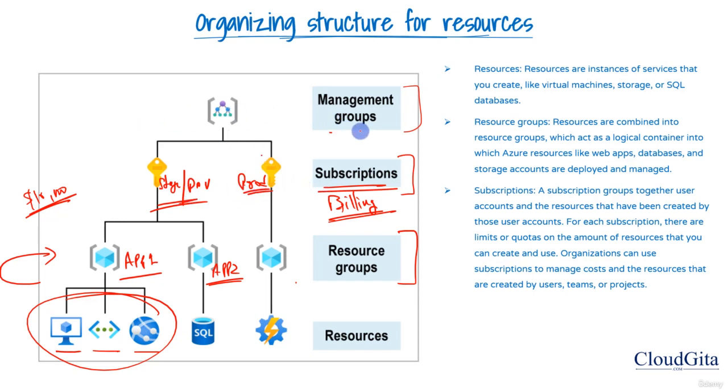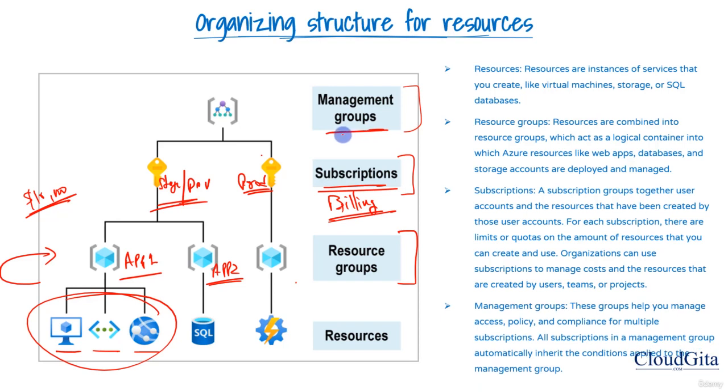And at the top, you have management group. Now, management group is another way of creating hierarchy so that you can organize your business, your organization. So maybe you can have different management groups for different clients, or maybe for different business units, right? So you can have, let's say, one business unit, and within that business unit you can have multiple subscriptions. Or maybe you can create different management groups for different geographical locations, right?